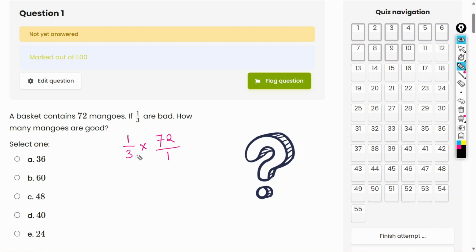Then we can divide through by 3. 3 into 3 is 1. 3 into 7 is 2, remainder 1, that's 12. 3 into 12 is 4. So it means that 24 mangoes are bad.